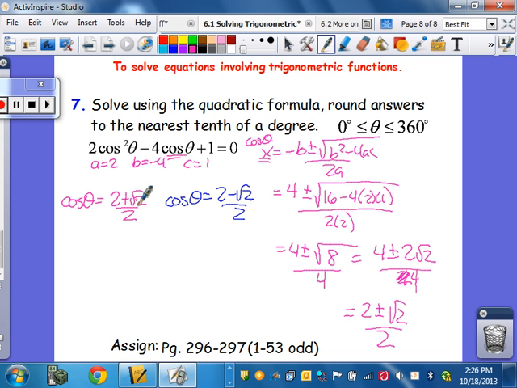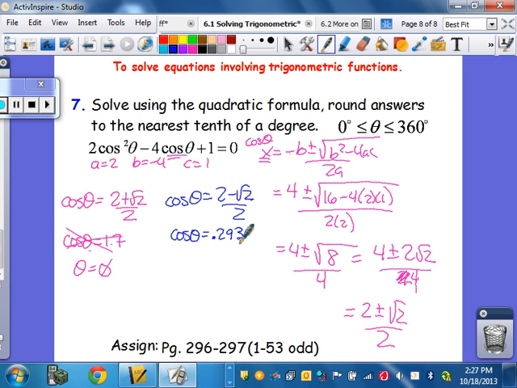If you do 2 plus square root of 2 and then divide that by 2, cosine theta equals 1.7. Well, if you take the cosine inverse of 1.7, it doesn't work. Okay? So that has an empty set. No solution for this one. This one does not work at all. So we actually are only going to get 2 answers, hopefully, as long as this works. Let's see. 2 minus square root of 2. Divide that by 2. You end up getting 0.293.